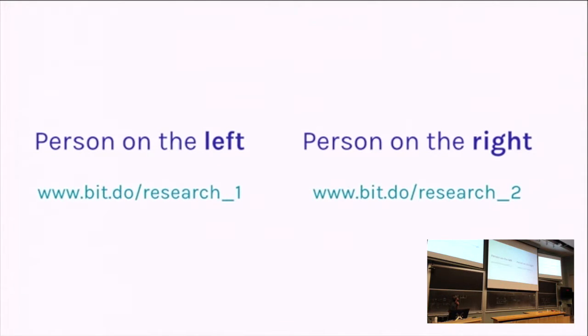Once you've found your partner, go ahead and open these links on your phone. If you're sitting on the left, open Research 1. If you're on the right, Research 2. Don't show them to your partner. You're opening this on your smartphone, not your computer. Everybody ready? Anybody need another minute?